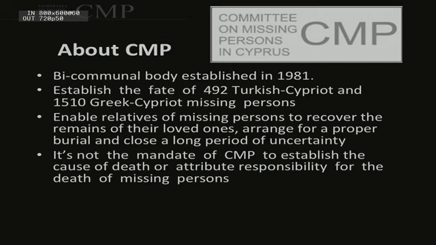Okay, general information about CMP. As Professor explained before, it was established in 1981, but the operations started in 2006. Between 1981 and 2006, they were finalizing the missing persons list, and there wasn't any agreement. Still, we don't have an agreement between the two communities. So the gates and borders were closed before. The Turkish Cypriots could not pass to the Greek Cypriot side, and Greek Cypriots could not pass to the Turkish Cypriot side.